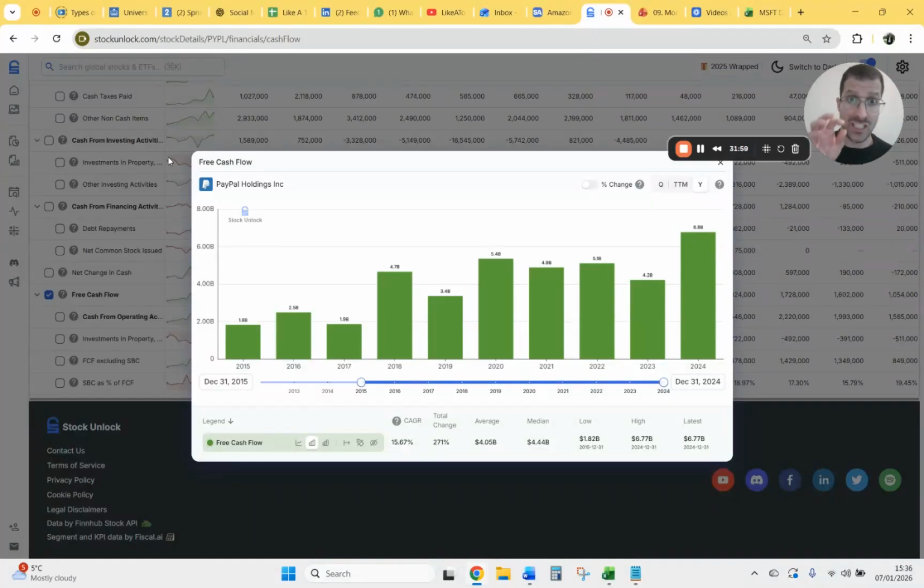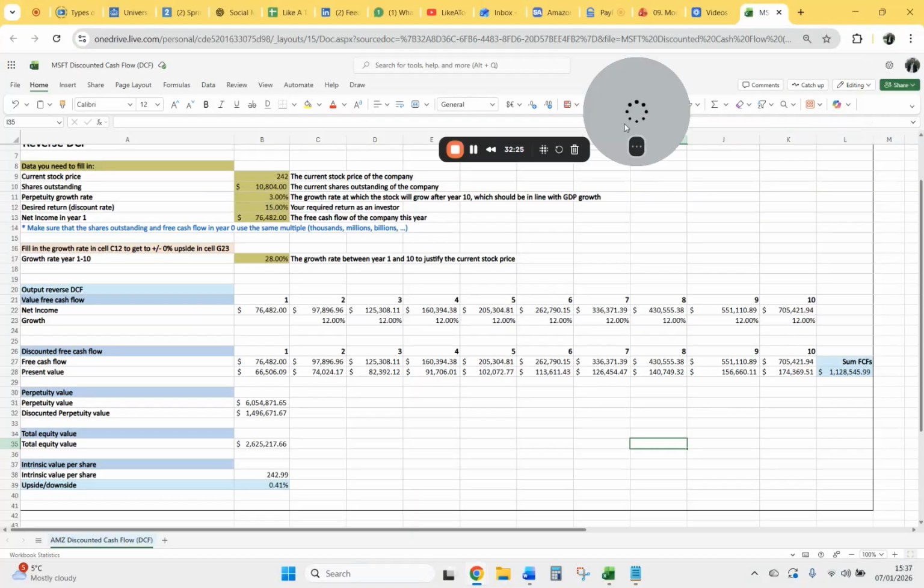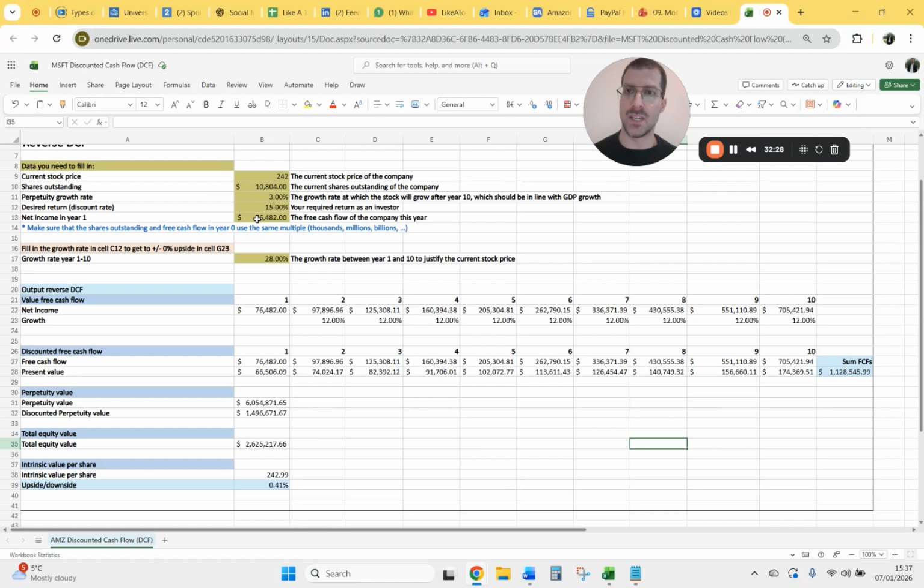Because it's fair. We have a few bumps in the road, but remember that there are outliers like COVID, something that is only temporary, and that is certainly the case with PayPal. So overall, the trend is higher, and there is a lot of consistency as well. And sure enough, they have been compounding by about 15.67% per year, which is quite strong. So 6.7 billion is the number that we could input right here in free cash flows in year one. Okay, that's it.